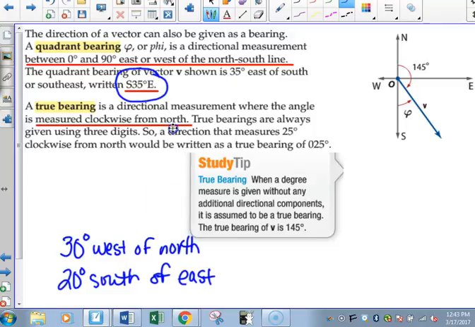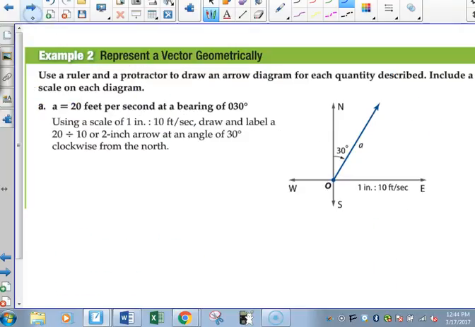But a bearing, if you said 310 degrees, a bearing of 310, that means you're going off of north all the way around here, and you're going in that direction where there's a 50-degree remaining angle in there, okay? We'll practice with those ideas. This is what you're going to have to do on the homework.